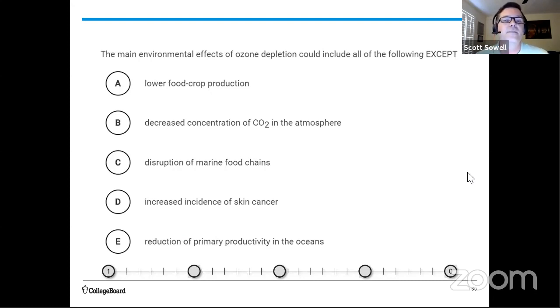So the question says the main environmental effects of ozone depletion could include all of the following except. So I'll give you 30 seconds to chew on that.